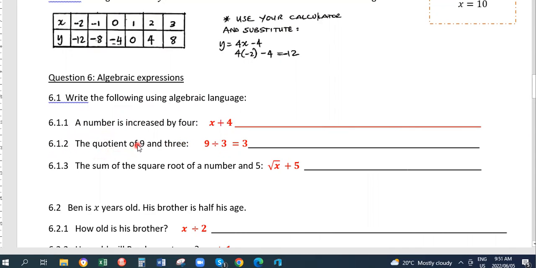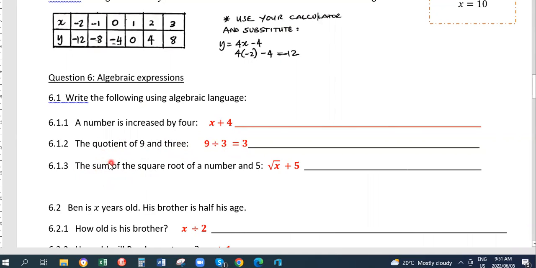The quotient of 9 and 3. Quotient means you're going to divide; the answer after you divide. So it's 9 divided by 3, which is 3. The quotient, the answer of 9 and 3. So 9 divided by 3.